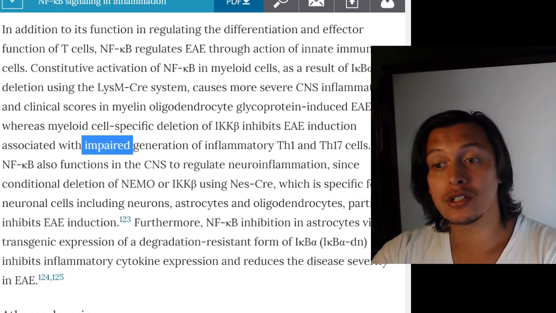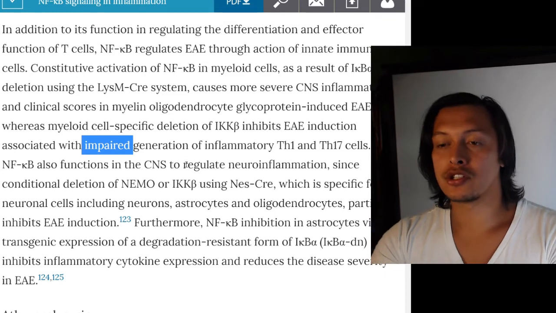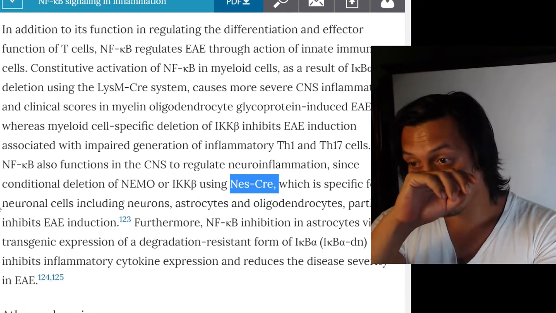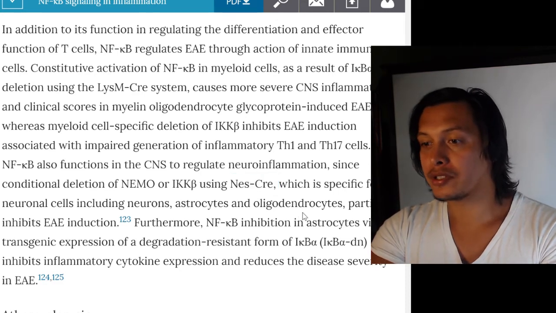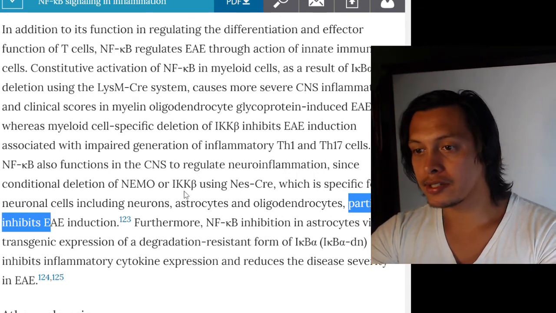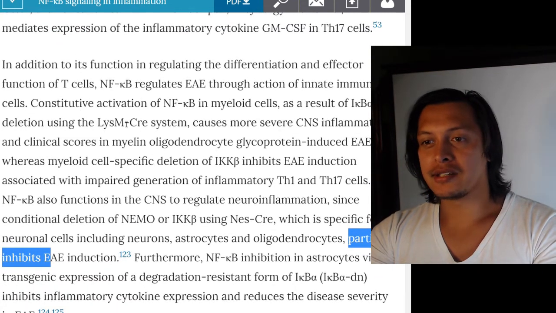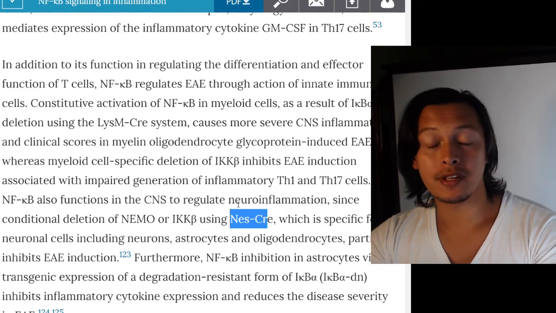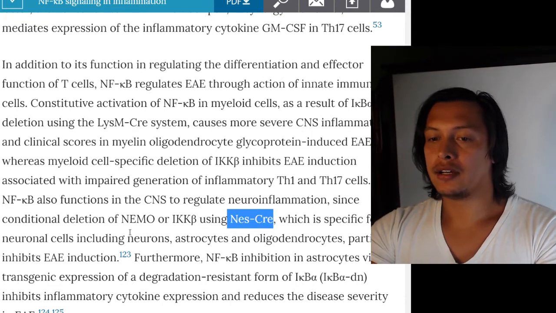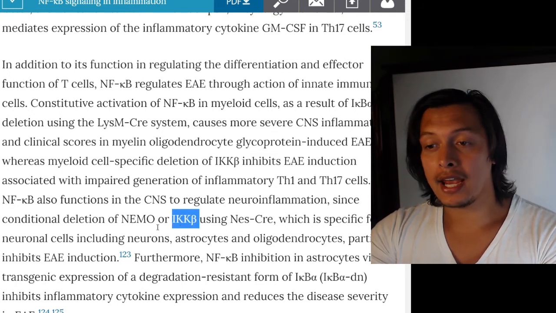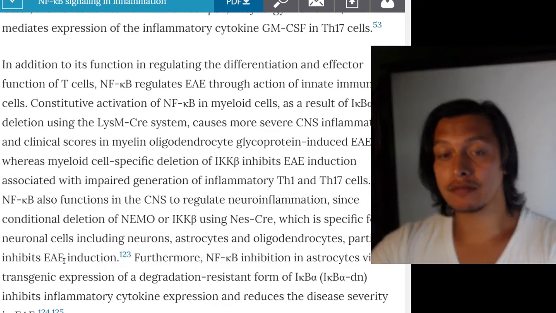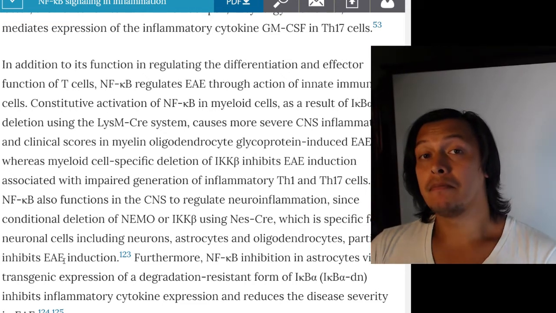So, nuclear factor kappa B also functions in the central nervous system to regulate neuroinflammation, since conditional deletions of NEMO or IKK beta using the NES-CRE, which is specific for neuronal cells, including neurons, astrocytes, and oligodendrocytes, partially inhibits EAE induction. So rather than using the LYSM-CRE system, they use this NES-CRE system, which is specific to the nervous tissue. By using this system, they are able to cause conditional deletion of NEMO or IKK, and by doing this, we can have partial inhibition of EAE induction. So if we just focus on the neurons, we can have some positive effect of that.